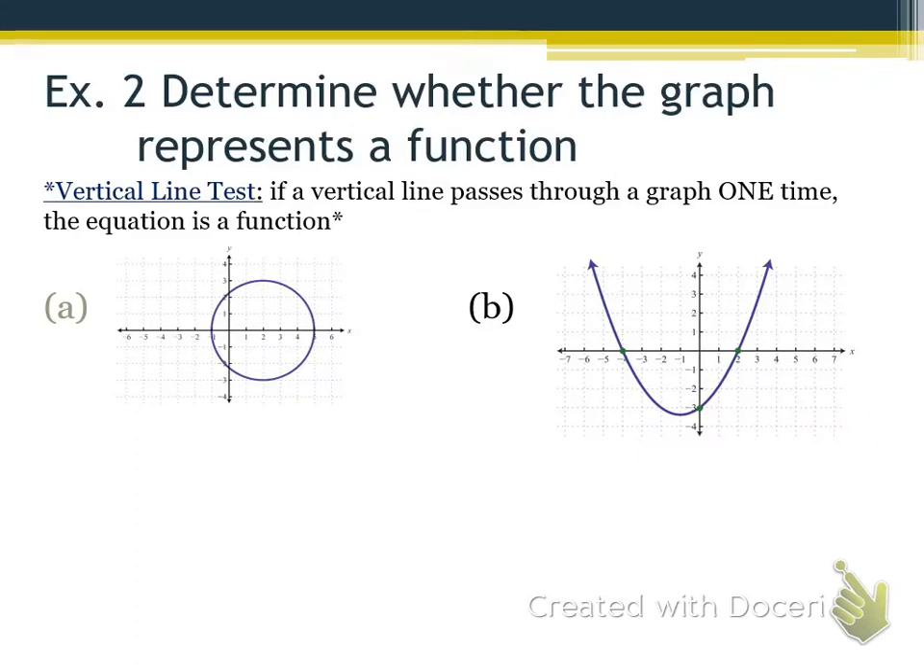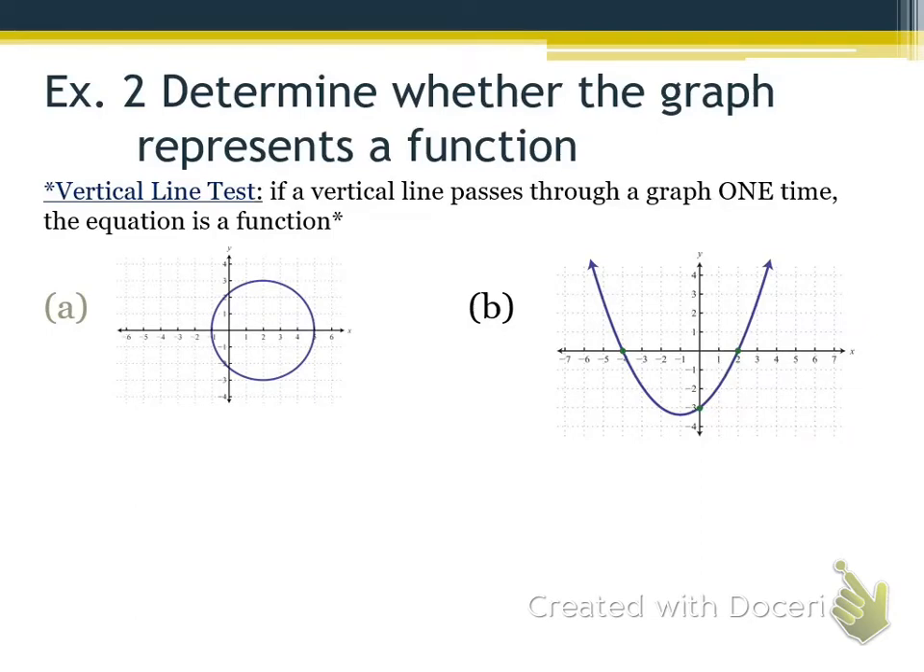If we're trying to determine from a graph if we have a function, we're going to simply perform the vertical line test. How many of you remember the vertical line test? Okay, awesome. If a vertical line passes through a graph one time, the equation is a function. Now, just for sake of review, I like to teach as if you've forgotten everything.